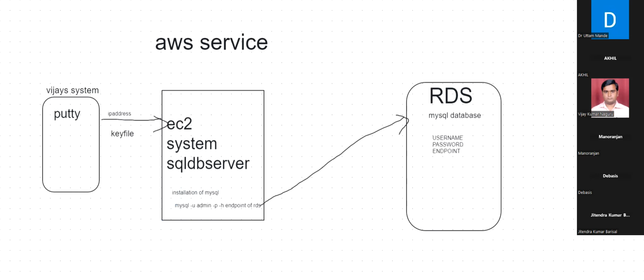To run this command, he should install MySQL in the EC2, right? So after installation, using this command, he could connect with the MySQL database which is in a MySQL server. So he created a database server, and from the EC2 system he created, he connected with the MySQL server which is remote.